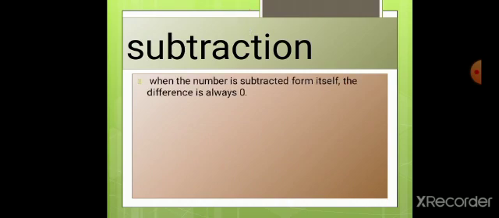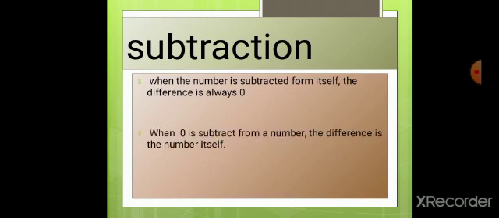So when a number is subtracted from itself, the difference is always zero. Okay, the second fact is when zero is subtracted from a number, the difference is the number itself. Okay, now see the example of the first one.